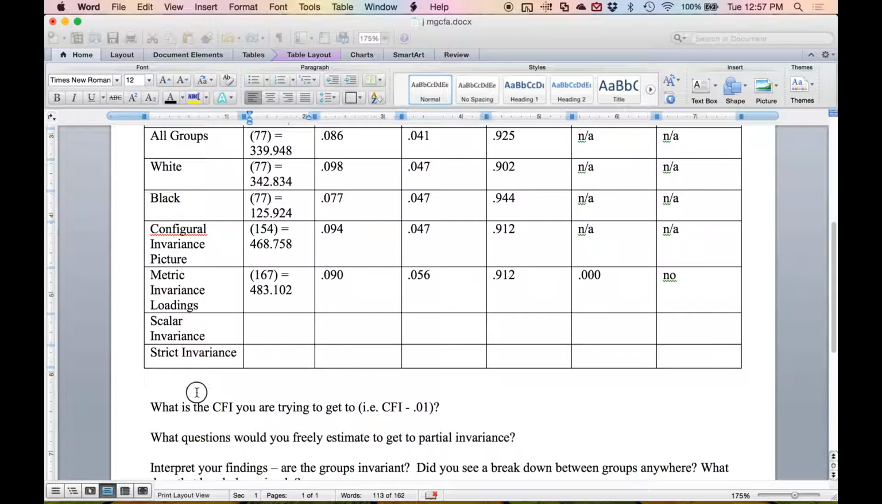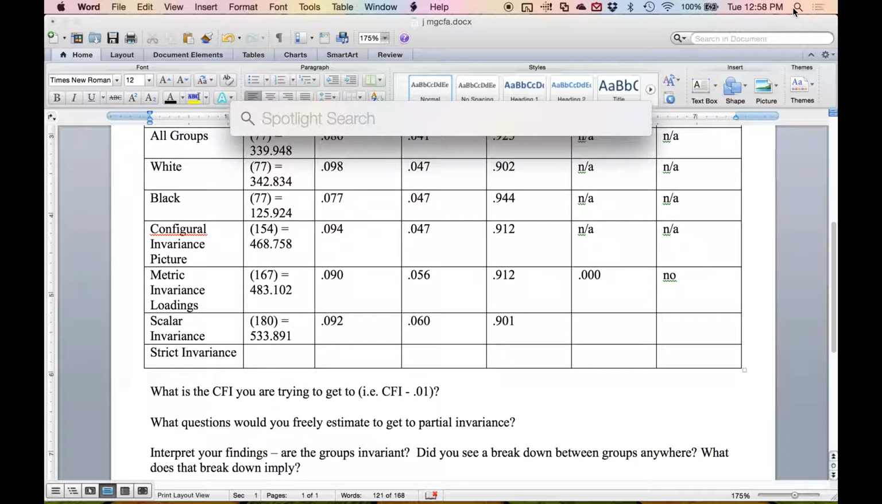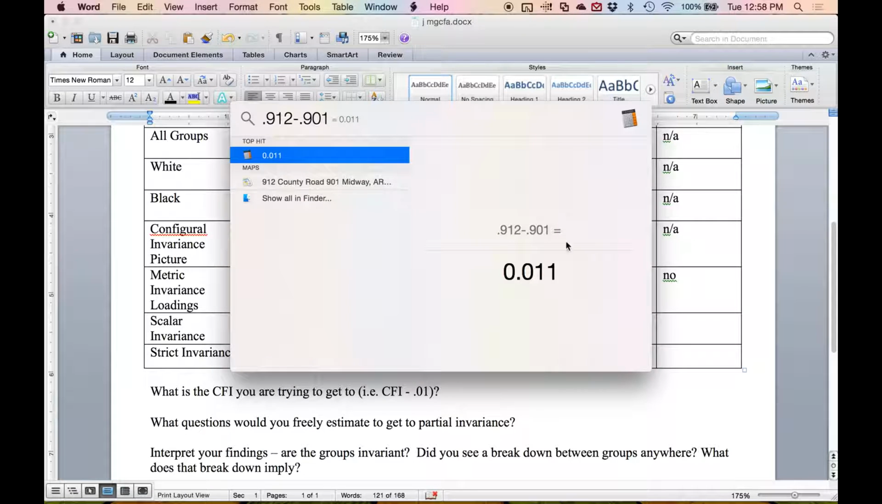Let's go back to Word. So I've got 180 degrees of freedom. RMSEA didn't really change a whole lot. My SRMR is getting worse, but it's not terrible. And my CFI here is still in the good range, but I think this is a significant change, right? Just in case you're like me and math can be a struggle sometimes, simple math says 0.011.